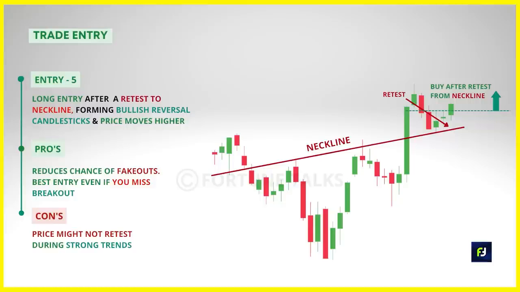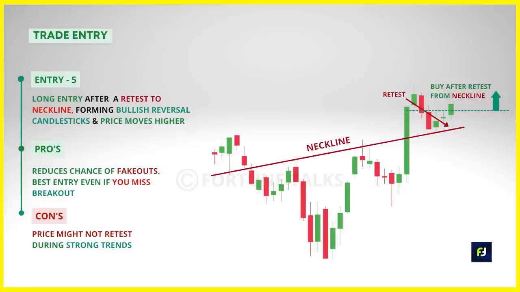We need to observe if the price retests the neckline, and if it does, we will wait for a price rejection from the neckline in the form of bullish reversal candlesticks like bullish hammer, bullish engulfing pattern, morning star, etc. And if you find there is a rejection, then you can go long on the very next candle. Now this retest technique lets you time your trade entry and even take up positions at better prices.